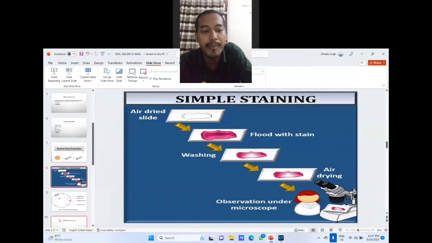In case of simple staining, after the slide is air dried, stain it with either methylene blue or crystal violet for 1 minute. After 1 minute, we wash the smear with running tap water and let it air dry. After air drying, we can visualize it under the microscope.